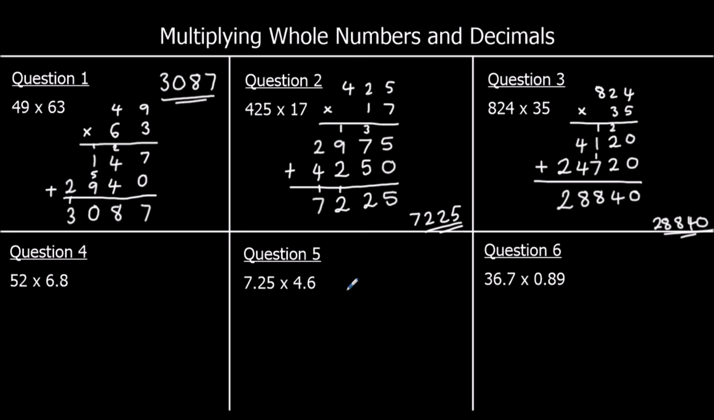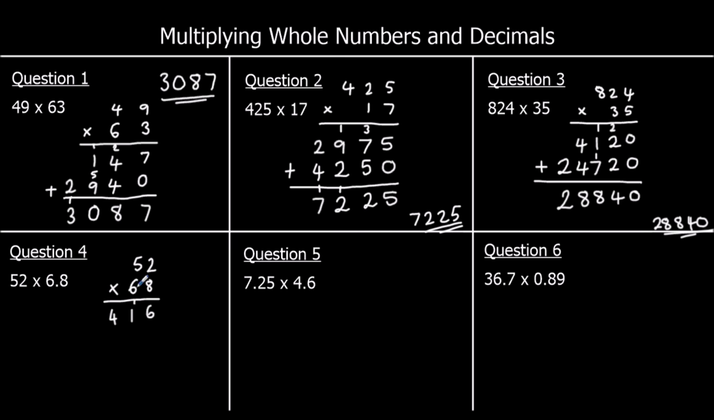Question 5. So 52 times 6.8. We're going to work out 52 times 68 and then put the decimal back in at the end. So 52 times 68. So 8 times 52 first. 8 times 2 is 16. So 6 in the ones, carry 1 over to the tens. 8 times 5 is 40, plus the 1, 41.